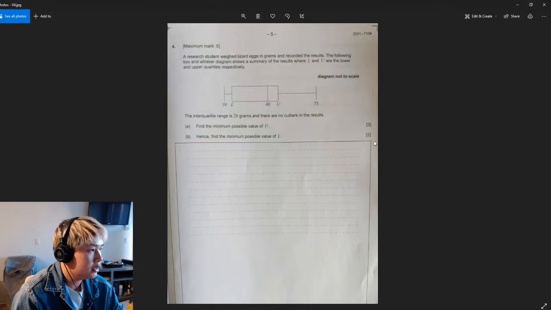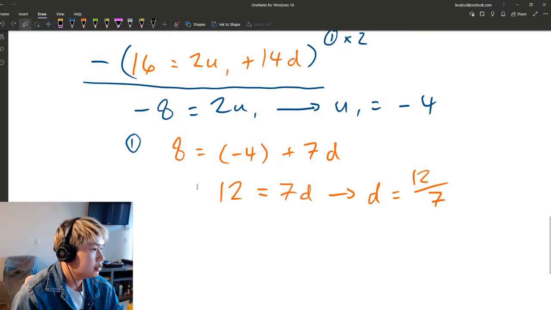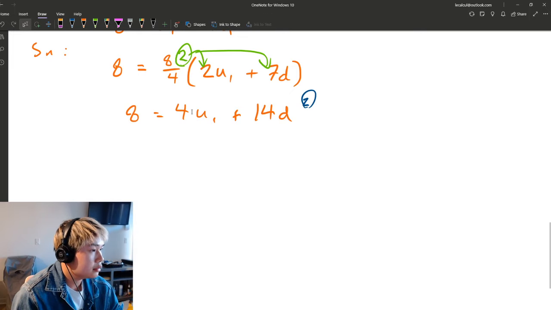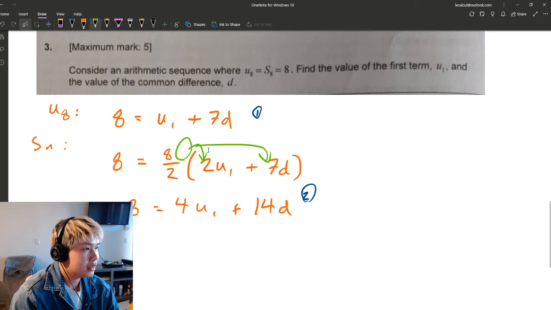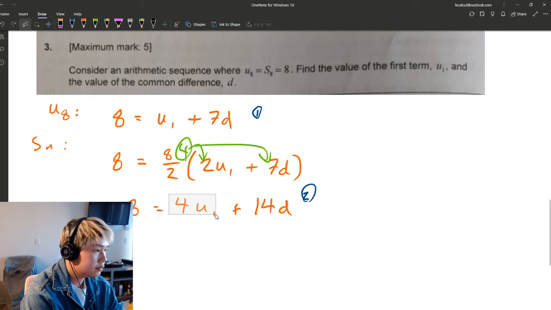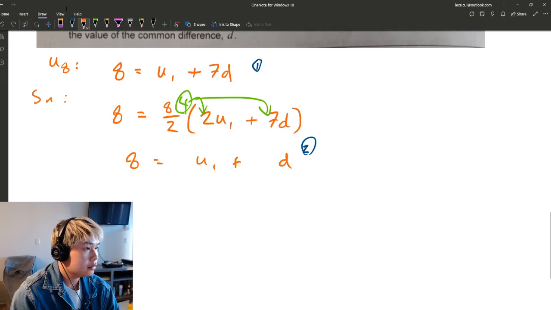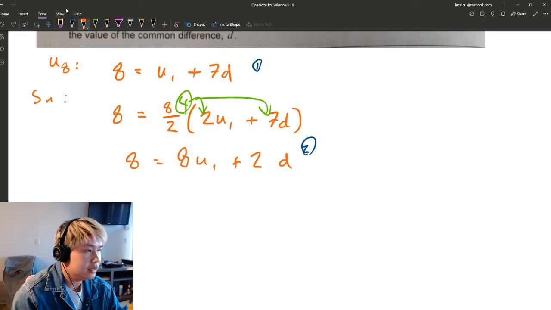Did I write n over 4? Oh, my bad. Okay, let's redo this. Yeah, it should be n over 2. So this is what I get for not checking using the formula book. So that's 4. So 4 times 2 is 8. 4 times 7 is 28. My bad, my bad.